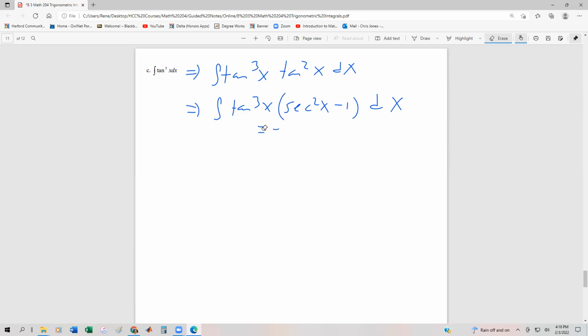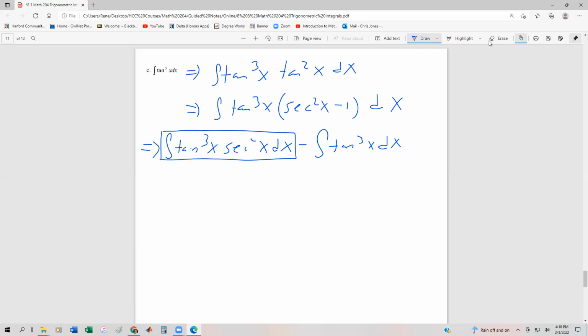All right, but what we could do is break this up into two separate integrals. This is a little bit sneaky, but it's okay, we got it. So we're going to have the integral of tan cube x sec square x dx minus the integral of tan cube x dx. Now this one's ready for integration. We're just going to hold on to that for right now because we could do a u sub. Tan cube is not ready for integration.